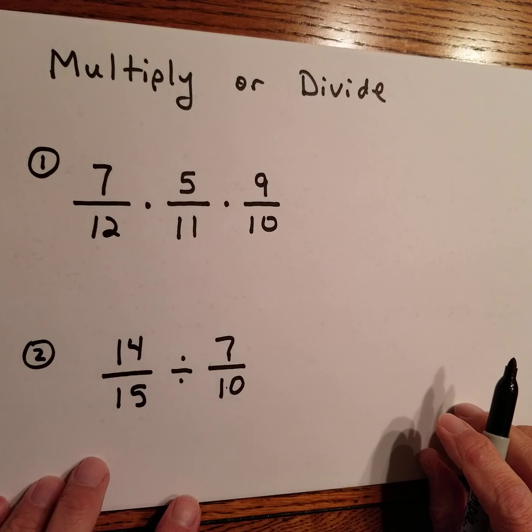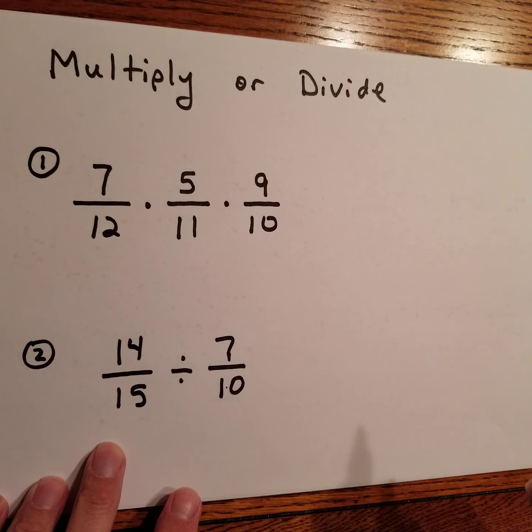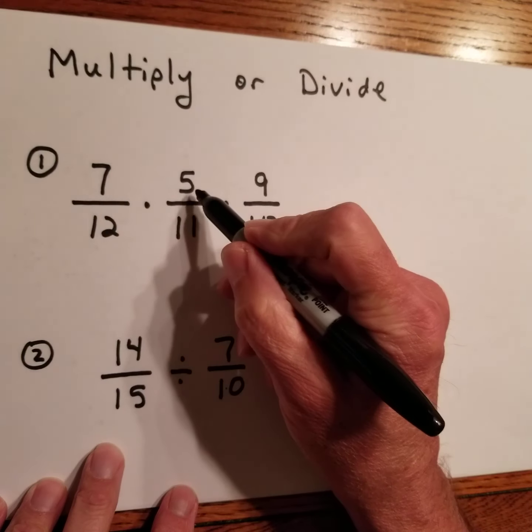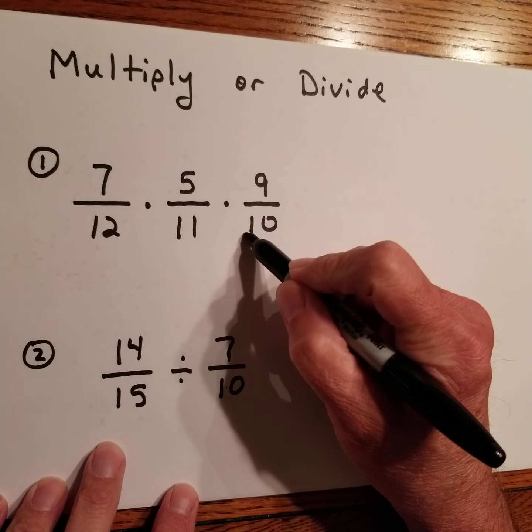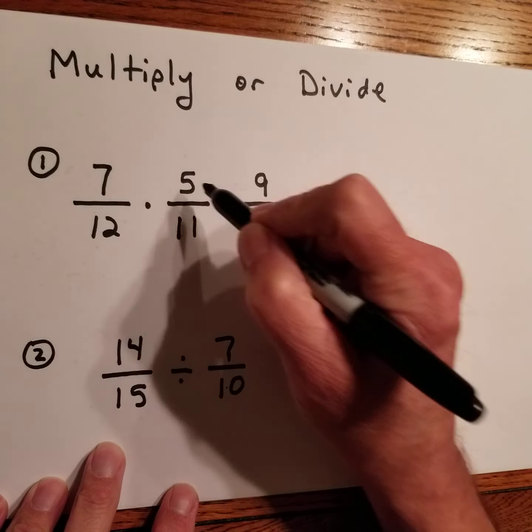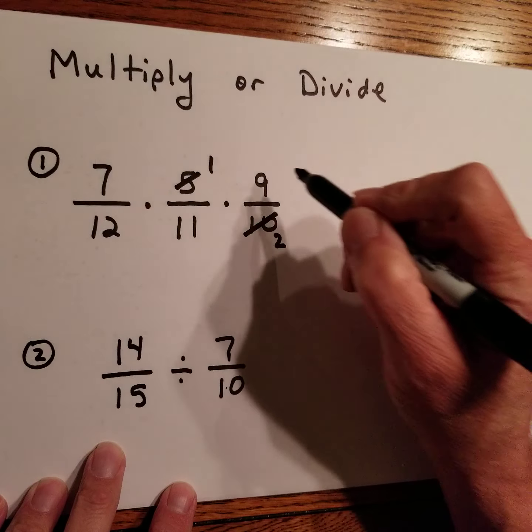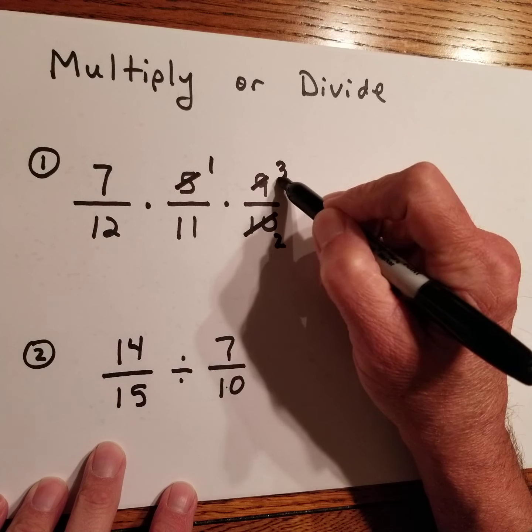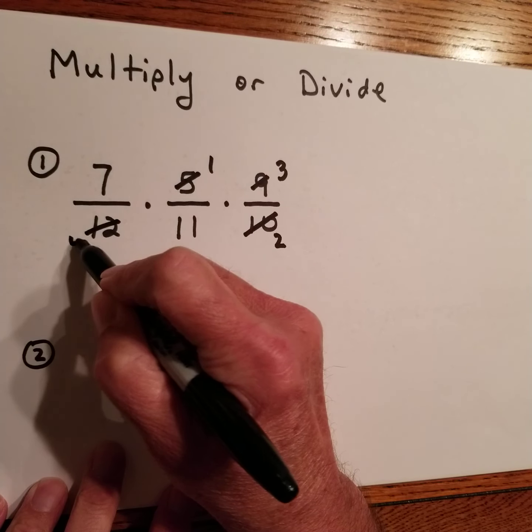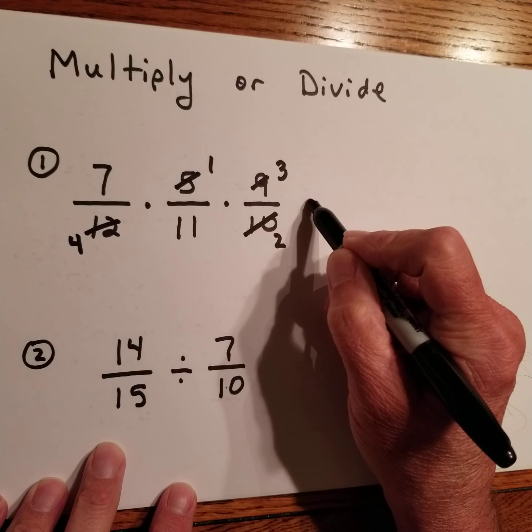On number 1, we'll look to reduce before we multiply. I'm noticing the 5 and the 10. I can divide by 5, divide by 5. The 9 and the 12 are each divisible by 3. Divide by 3, divide by 3.